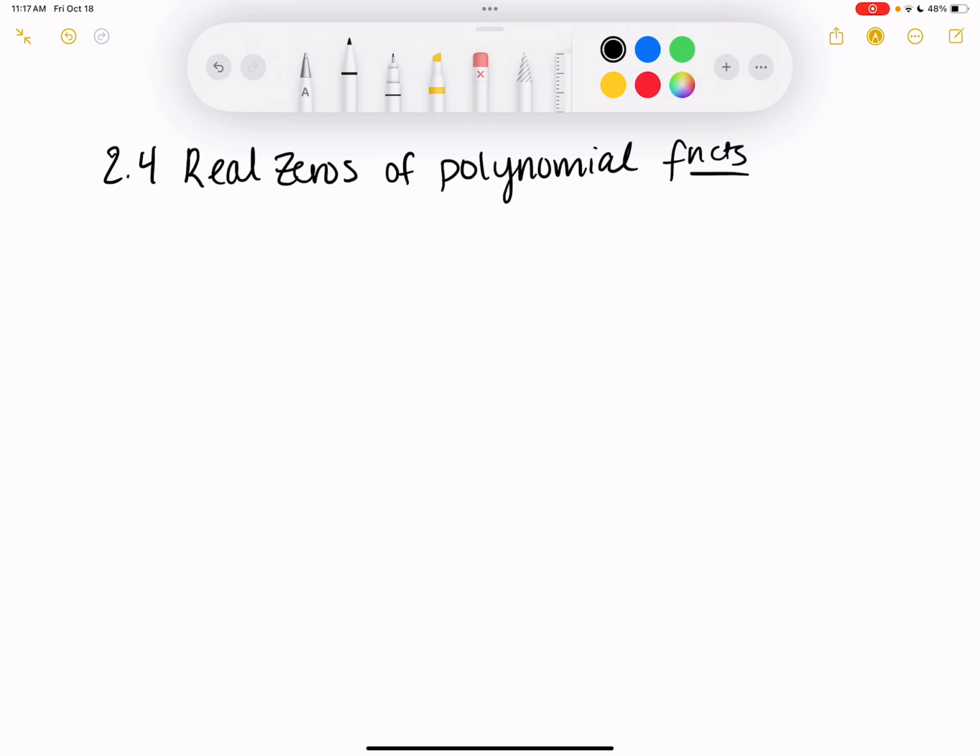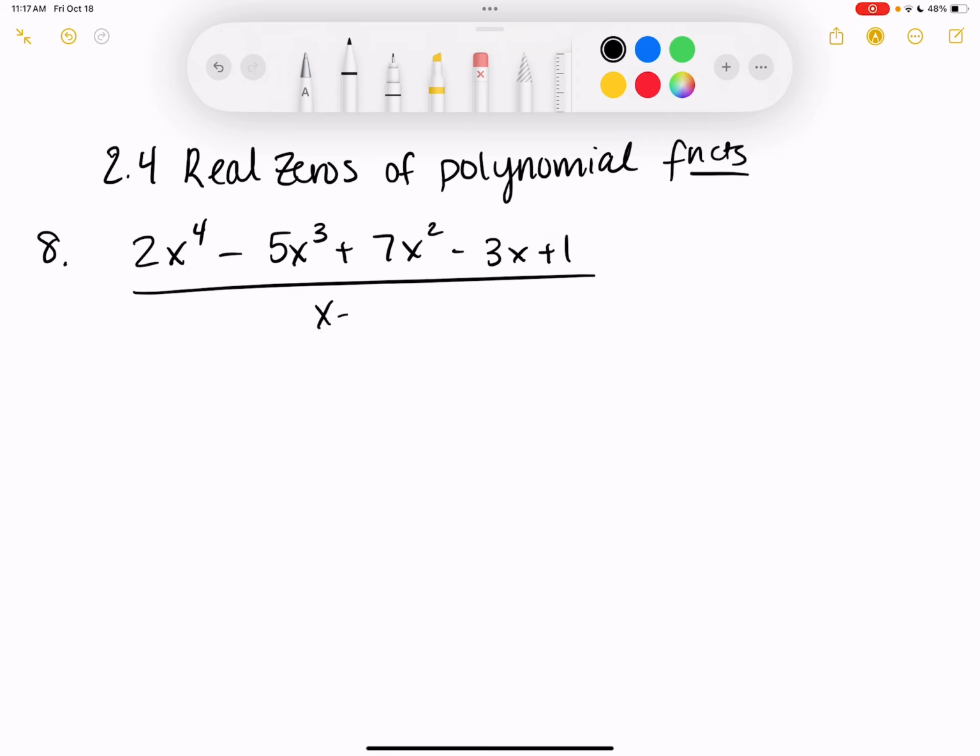Divide using synthetic division, write a summary statement in fraction form. So we did a little bit with this last year in Algebra 2 or college algebra. We did in both, but not as much as we'll end up doing with it in this chapter. So number 8, I've got 2x to the 4th minus 5x cubed plus 7x squared minus 3x plus 1 divided by x minus 3.